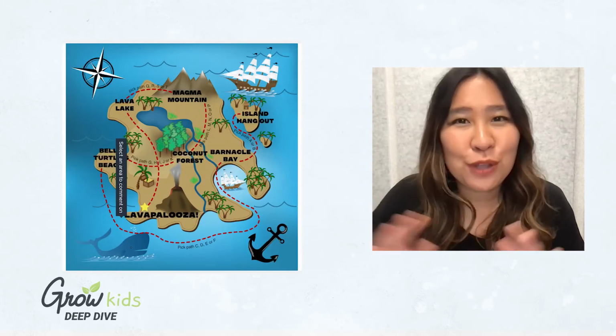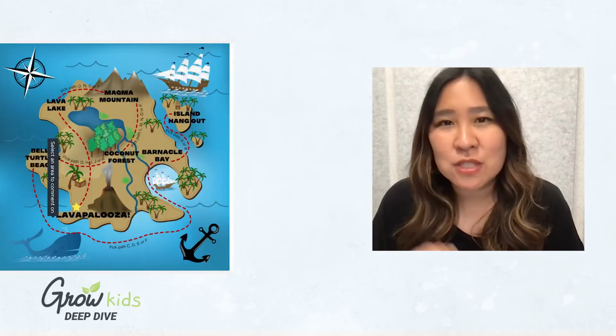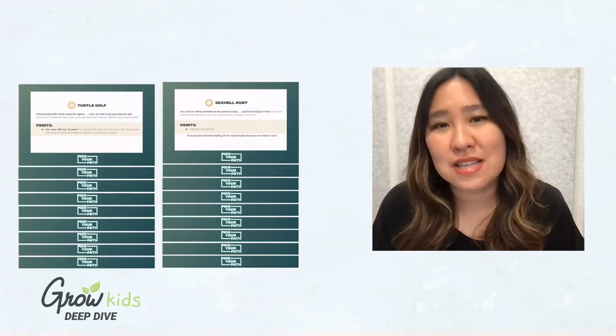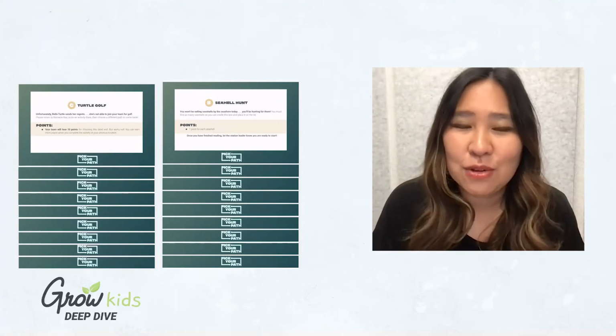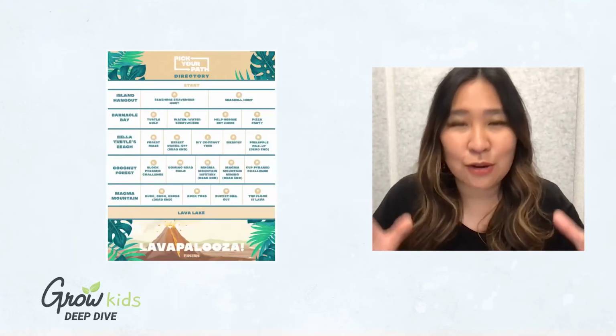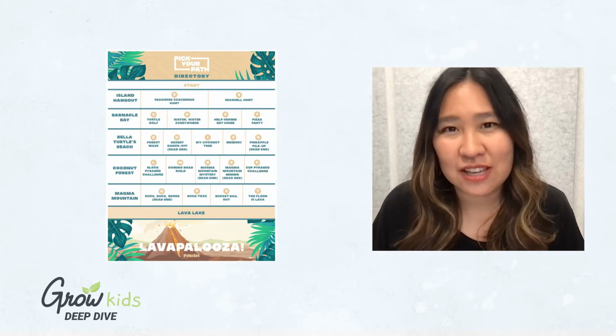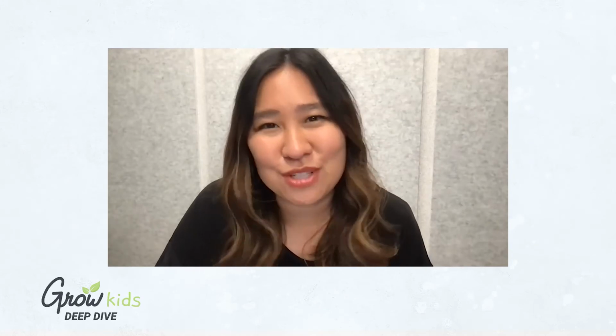We have a really cool island map. We have scorecards for each team, like we mentioned. We have all the labels for the boxes and the instructions that go with the labels. And we also have an overview directory so you know exactly how to set up each station and where all the dead ends exist. So this is really cool. I think you'll have so much fun with it.